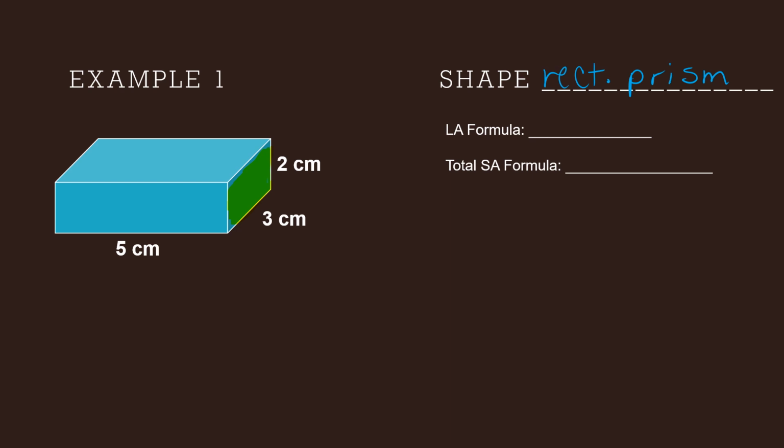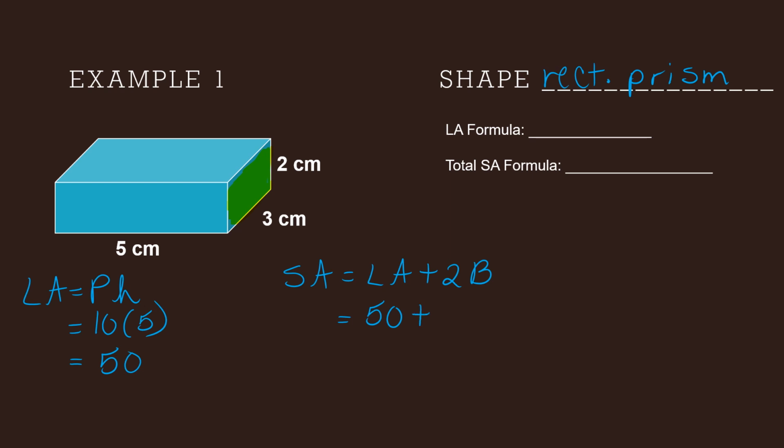So for lateral area, that's going to be the perimeter of my base times the height. The perimeter of that rectangle is 10. And the height of my prism is 5, so my lateral is 50. Then surface area is my lateral plus 2 area of the bases, so 50 plus 2 times 6, because 3 times 2 is the area of that base. So it's 50 plus 12, which is 62.